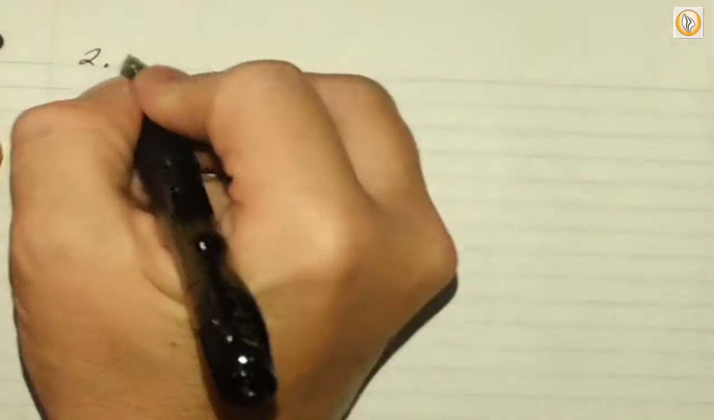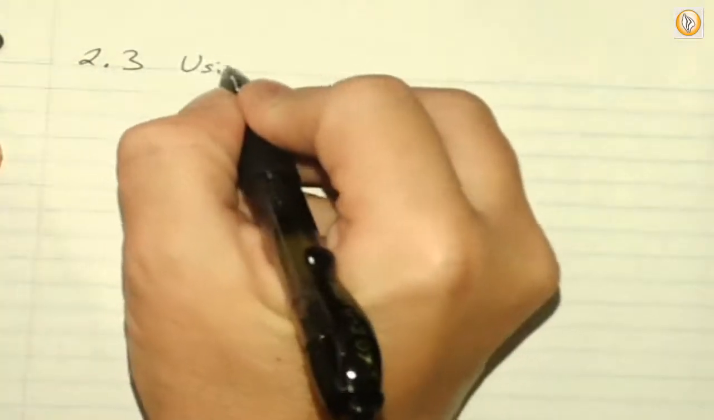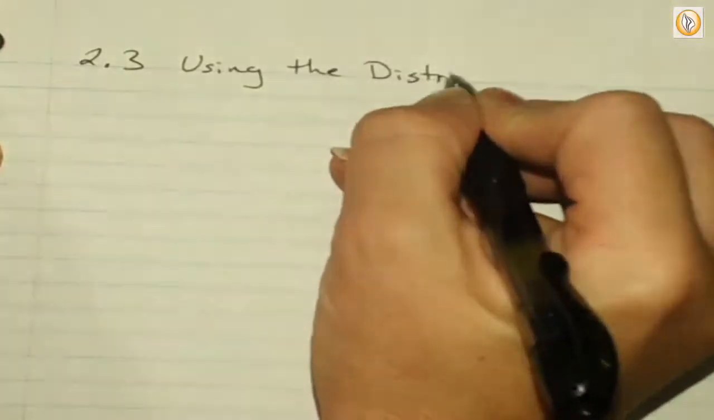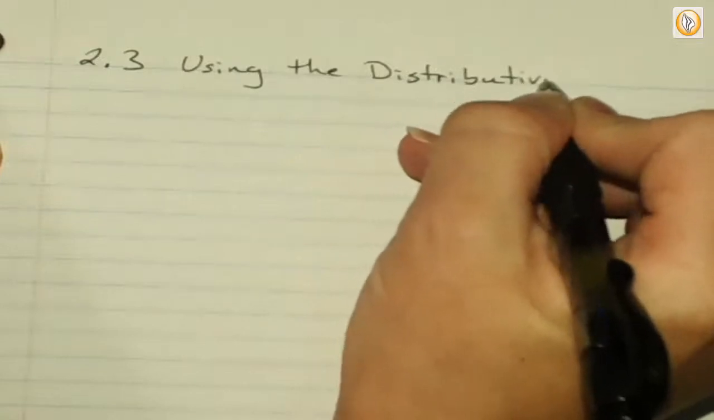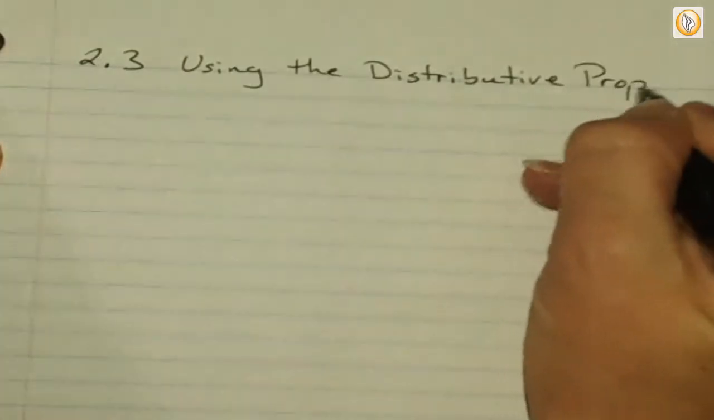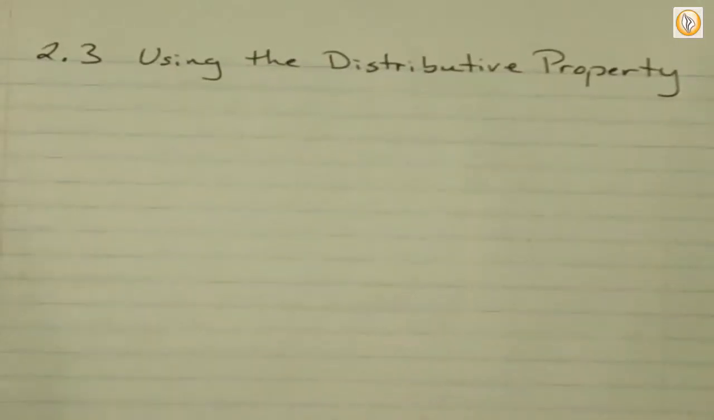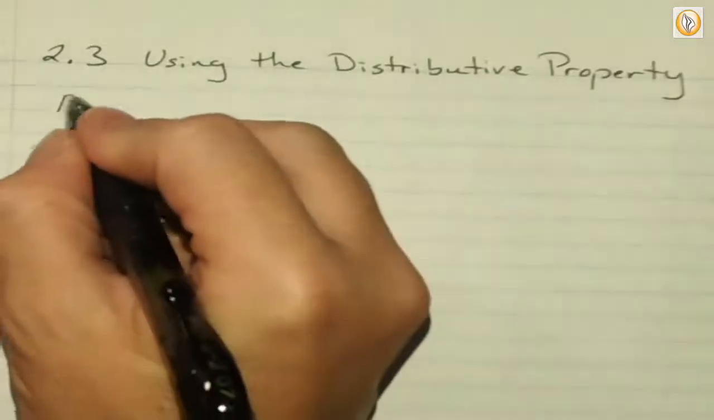All right, 2.3. Using the distributive property. Now notice in pre-algebra, 2.3 is the distributive property. Algebra 1, it's using the distributive property because you've already been taught this. They're just going to take it a step further. A step further means this.